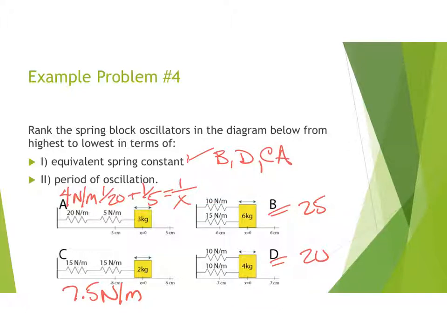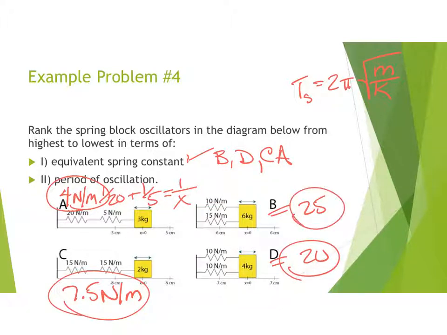Now the period of oscillation is simply this equation that we looked at in the first video. The period is equal to 2 pi times the square root of the mass over K. In this case, because I have a combination of springs, I'm going to use my equivalent spring constants that I have right here, which were all in newtons per meter, and simply plug them into the equation. So for my periods of oscillation, for A, I got 5.44 seconds.